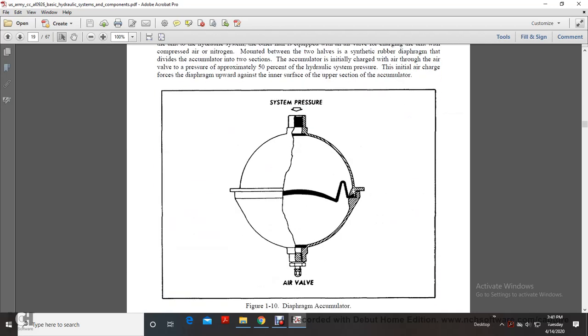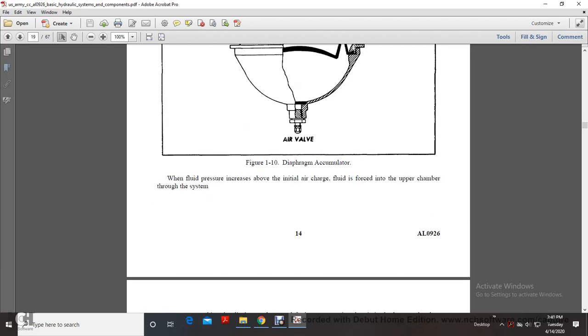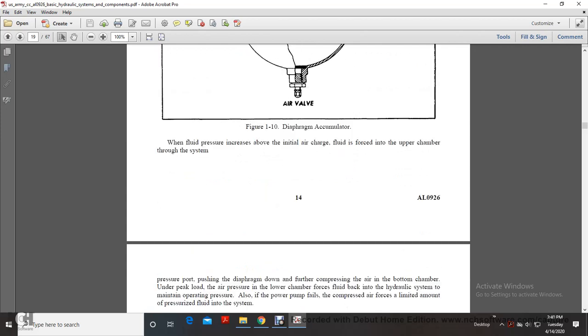So this is the system pressure and the air valve of the diaphragm accumulator. When fluid pressure increases above the initial air charge, fluid is forced into the upper chamber. So, the air valve and the system pressure.